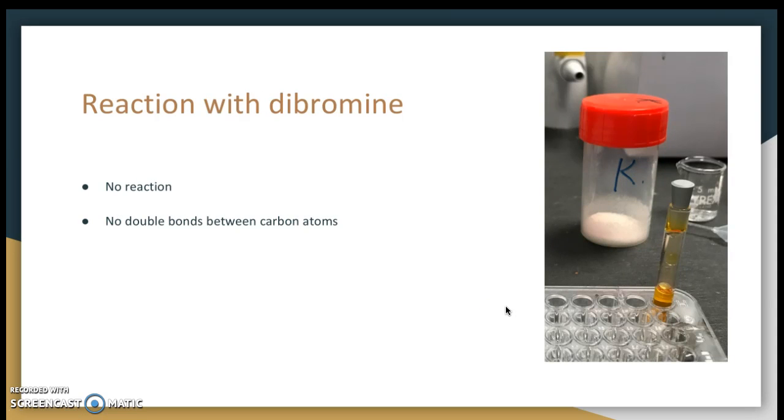Then for the reaction with dibromine, we took around 4 drops of our unknown compound and placed it in a mini test tube, and afterwards we added 5 drops of an aqueous solution of dibromine and looked for a reaction. We saw that there was no reaction, which means that it is not an alkene because there are no double bonds between 2 carbon atoms.